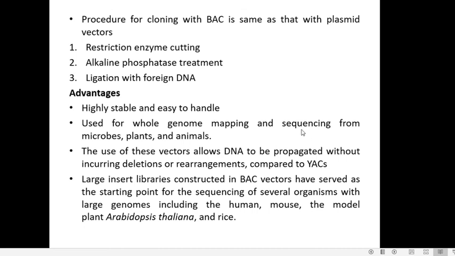Such problems are not met with if we use BAC as a vector, and these BAC vectors have served as a starting point for sequencing of several organisms with large genomes, including the human genome, mouse genome, Arabidopsis plant genome, rice genome, etc. So they were extensively used in the human genome project. Apart from YACs and BACs, you have MACs or mammalian artificial chromosomes, which can be used as vectors for cloning long eukaryotic genes inside mammalian host cells. So this finishes our discussion on the artificial chromosomes.